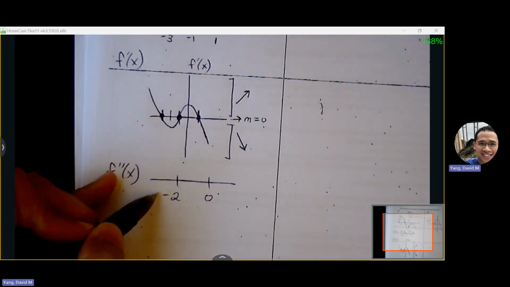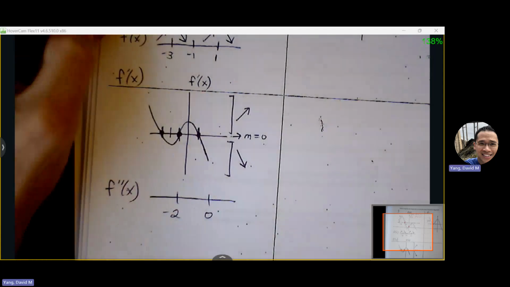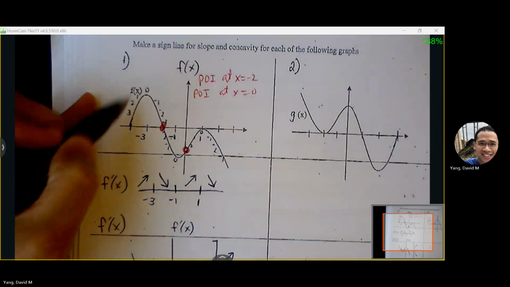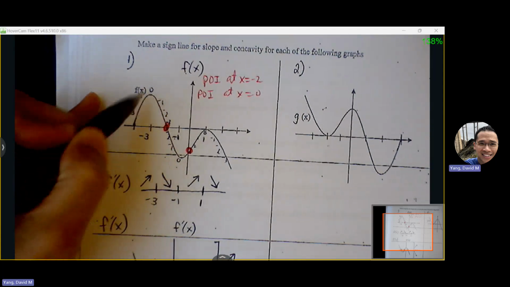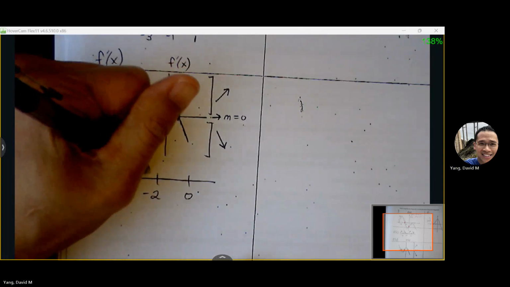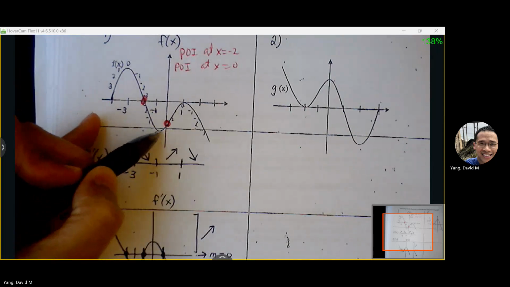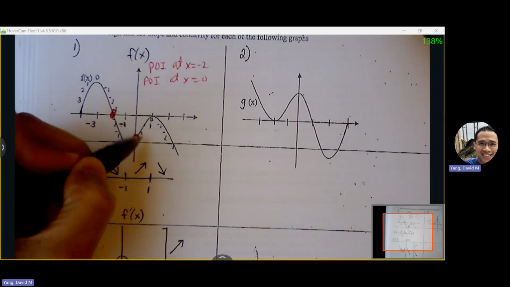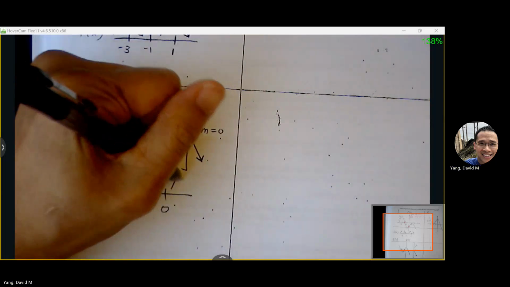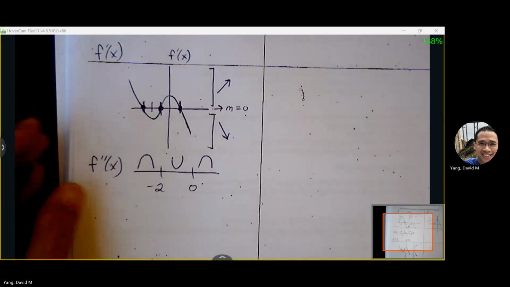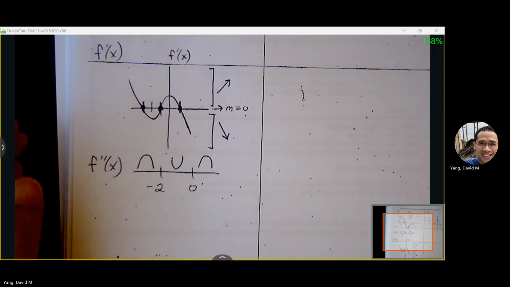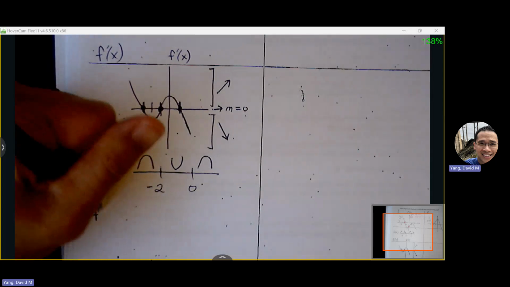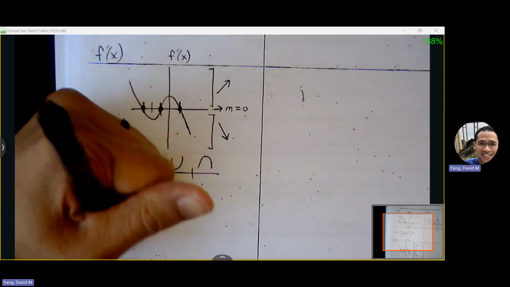So to the left of -2, I'm experiencing concave down. What I see is what I get here. Then concave up. And then to the right of 0, back to concave down. Okay. Right, so here's my second derivative graph.